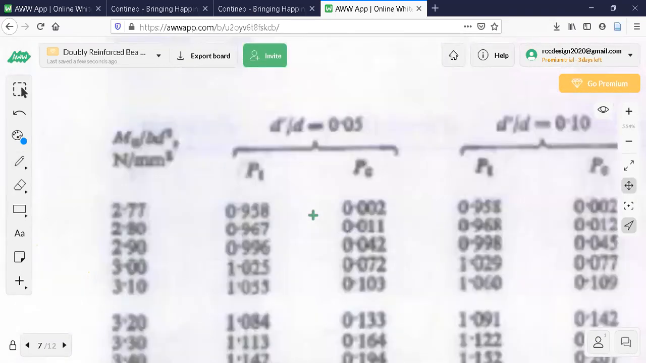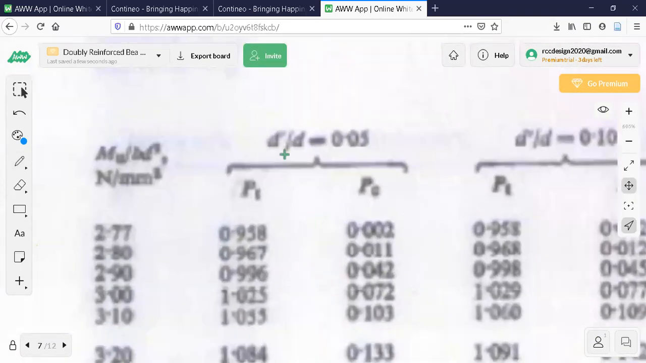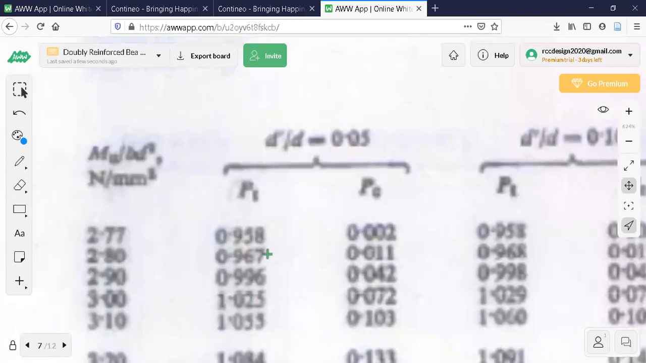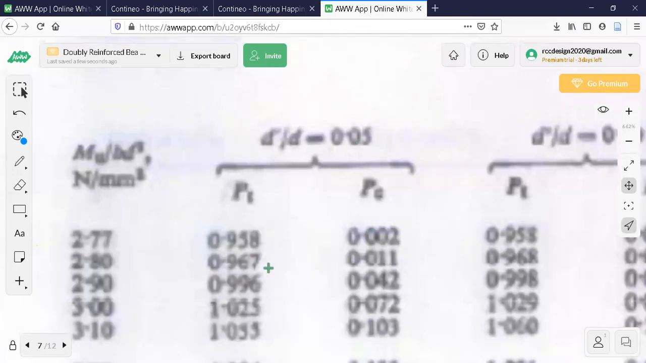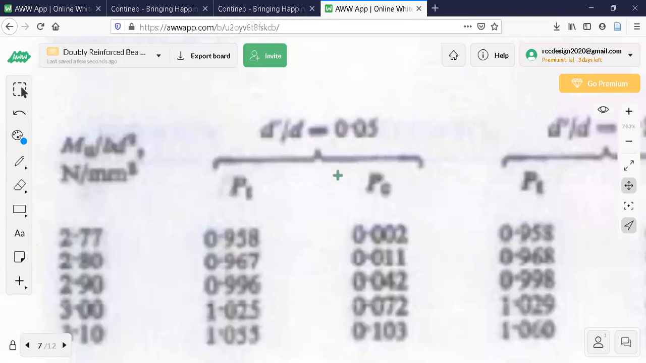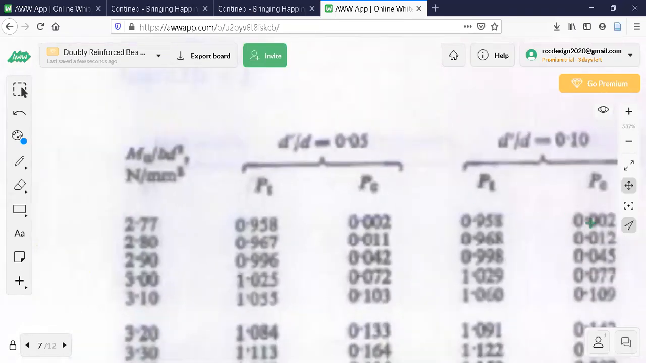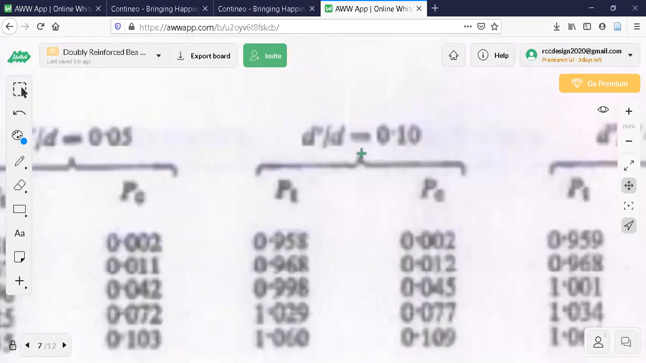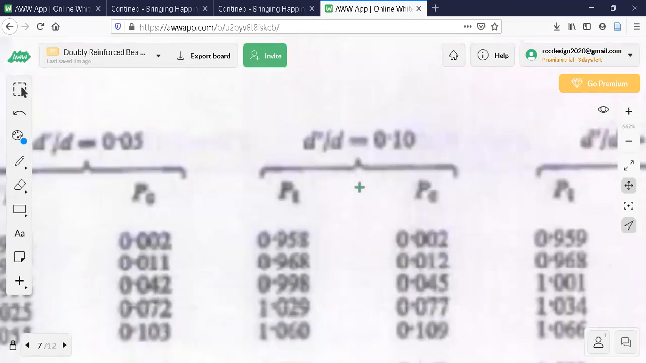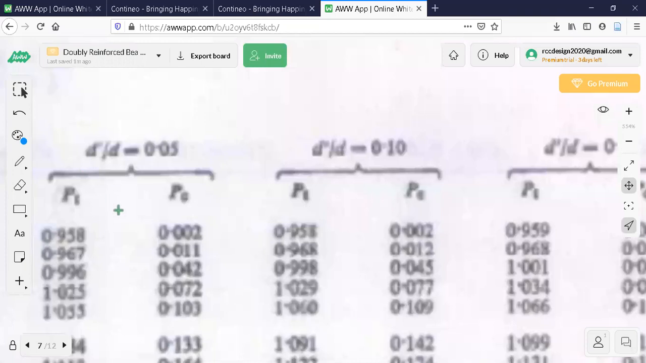Then what is next? Next is d dash by d. You have to check. You cannot choose these columns. This is pt and this is pc, the percentage tension steel and percentage compression steel. But you cannot use these, because d dash by d is 0.05 for these values. In our case it is 0.1. See, 0.1. So you should leave these two columns.